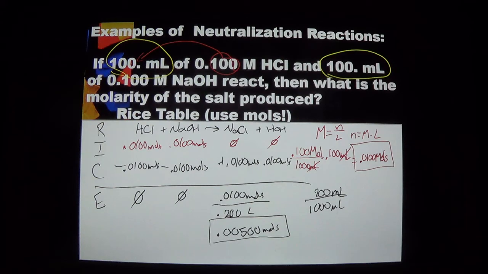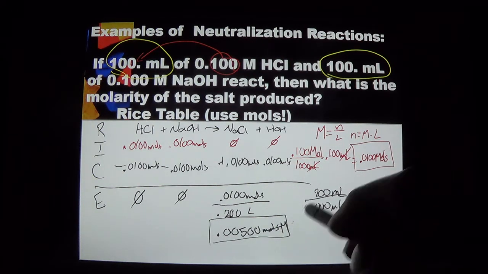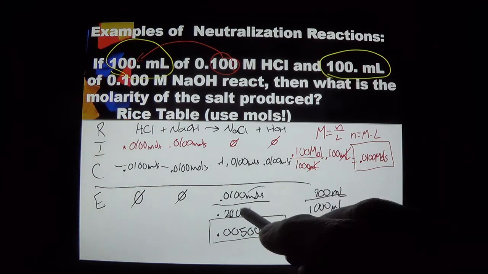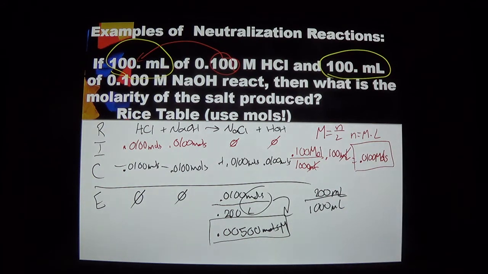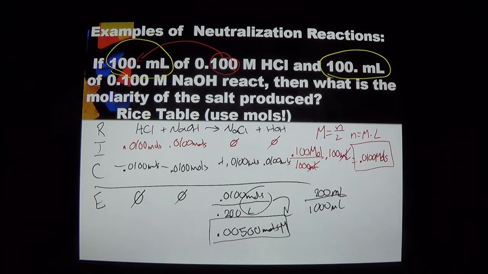There we go. So that is the, oh, I got the label wrong. Molarity, moles per liter. Okay, there I've got 0.00500 molarity of the salt produced in this reaction. So what might have seemed like a difficult question is really not that difficult, and you just work it out in a rice table and let the rice table do the work for you.